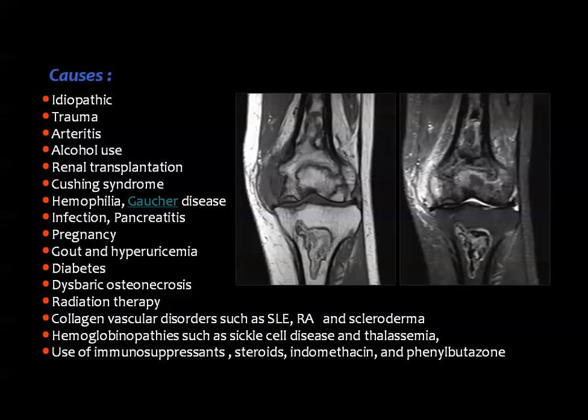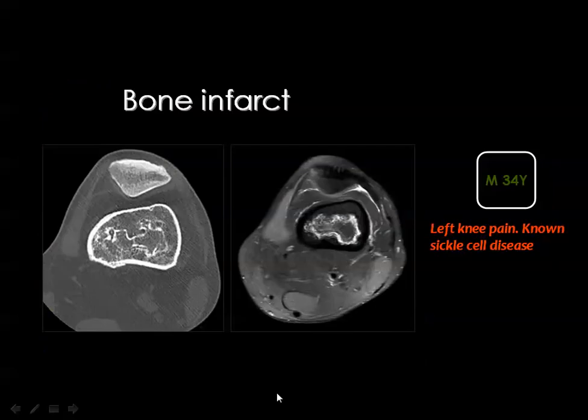One is dark and one is bright. The appearance of each line will depend on the pulse sequence, and the common appearance is seen in the T2 weighted image, where the bright line is outside and the dark line is inside. Of course, you know that there are too many causes for ischemic necrosis of the bone, starting from idiopathic to trauma to corticosteroids to many systemic diseases and collagen diseases, and here is the list you can look at.